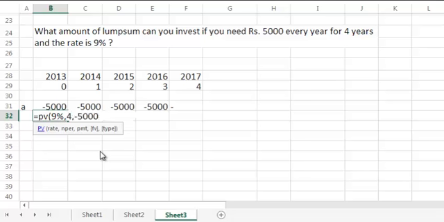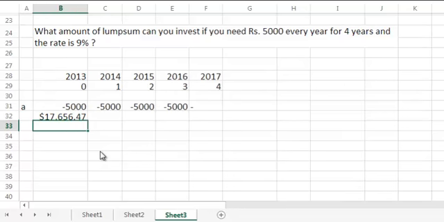We don't have any future values, there is nothing left at the end, and we have a type which is 1. Why 1? Because we are withdrawing at beginning of each year. Type 1 means that the withdrawals or the cash flows are at beginning. So the answer comes to 17,656.